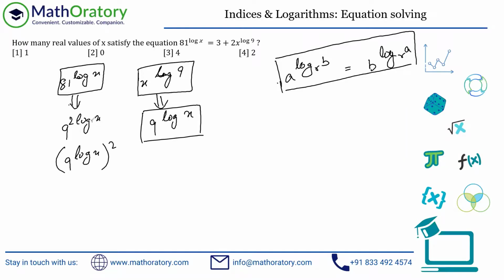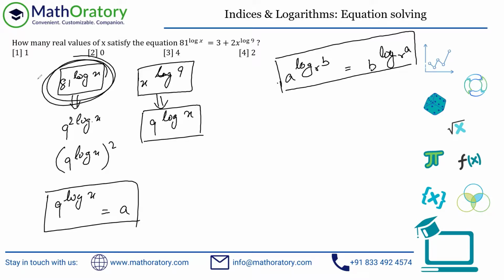So now this simplifies a bit, because I can express the entire thing in terms of this 9 raised to log x. So I'm just indicating this by some a. So let me keep this information here. And now let me write the equation in terms of a. So the left hand side is this identity, 81 to the power log x, which is nothing but 9 raised to log x whole square, and that is a square. So left hand side is a square.